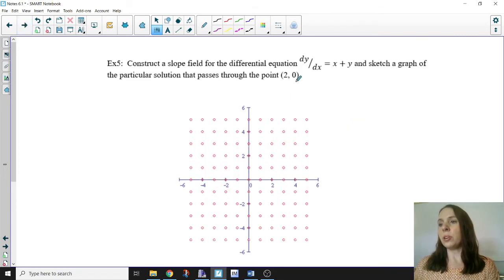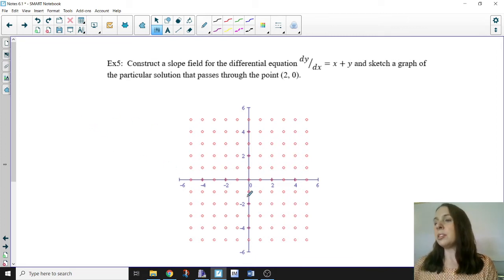Okay, I'm going to warn you, example 5 is a little bit tedious because here we're constructing a slope field for the differential equation dy/dx equals x plus y. And we're going to sketch the graph of a particular solution that passes through the point (2, 0). When you have both x and y in your differential equation, then the slope of each line that you draw is going to be dependent on both coordinates in the ordered pair. So it is a little bit trickier, but I'm going to try to show you a way that you can approach this systematically, and then I'll show you what the answer looks like.